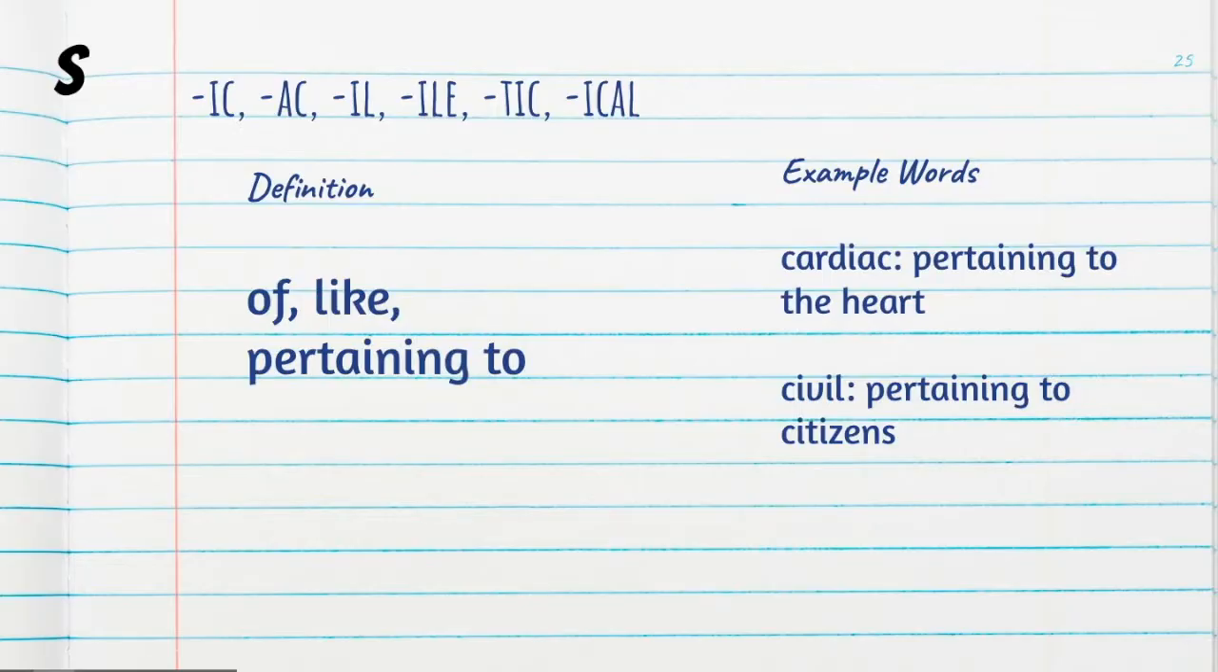And then we have a group of suffixes: ic, ac, il, ile, tic, and icle. And these all mean of, like, or pertaining to. So if we have a couple of examples here, cardiac means pertaining to the heart. Civil means pertaining to the citizens. And there are tons of other examples, but those are just a couple. So this whole group means of, like, or pertaining to.